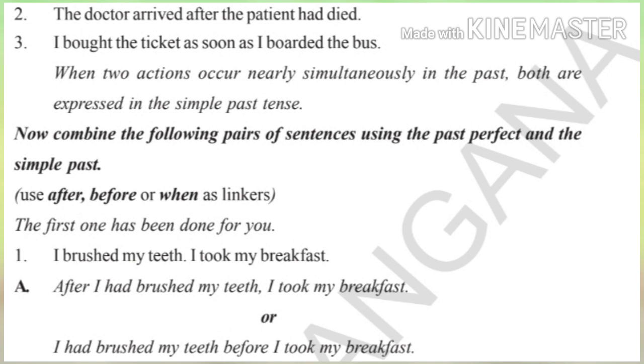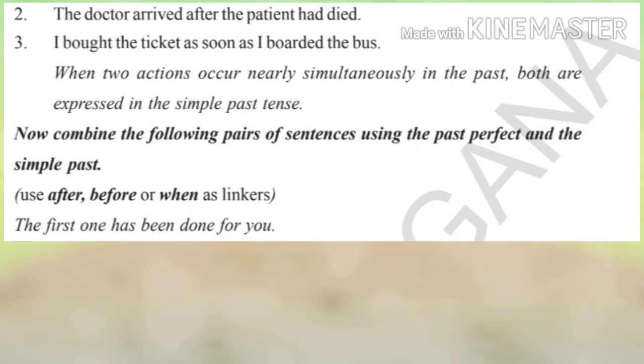Okay, next one. Now combine the following pairs of sentences using the past perfect and the simple past. Use after, before or when as linkers. The first one has been done for you. First one: I brushed my teeth. I took my breakfast. After I had brushed my teeth, I took my breakfast. Or we can write the sentence as: I had brushed my teeth before I took my breakfast.